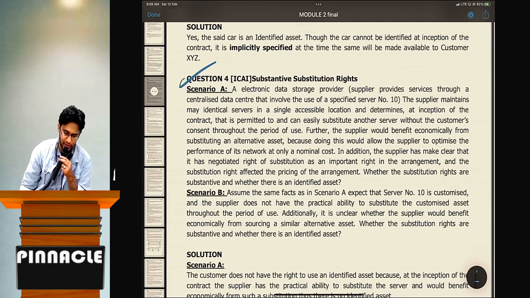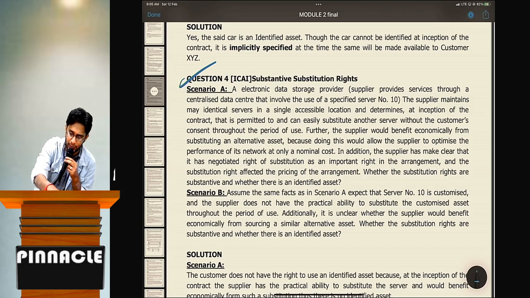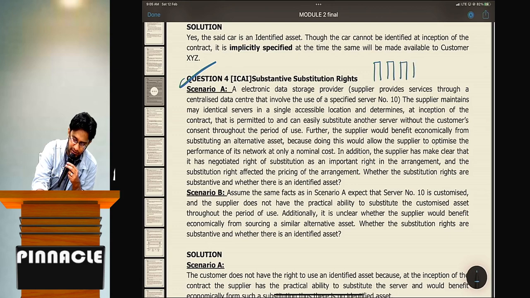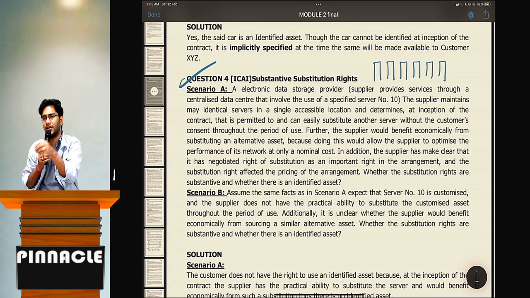Scenario A, I am reading. An electronic data storage provider. The supplier provides services through a centralized data center that involve the usage of a specified server. I understand, sir. This fellow is providing data storage services. He has so many servers where the customers' data is stored in his location. He is letting others use his servers and is collecting money for that.